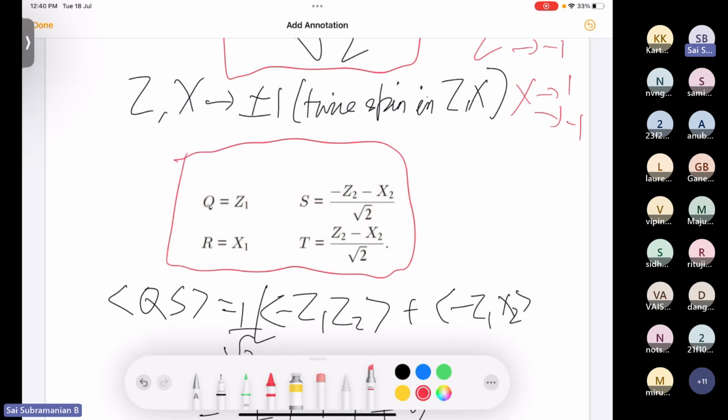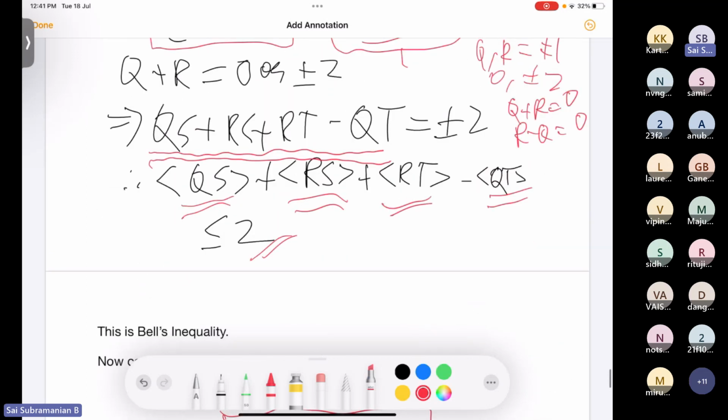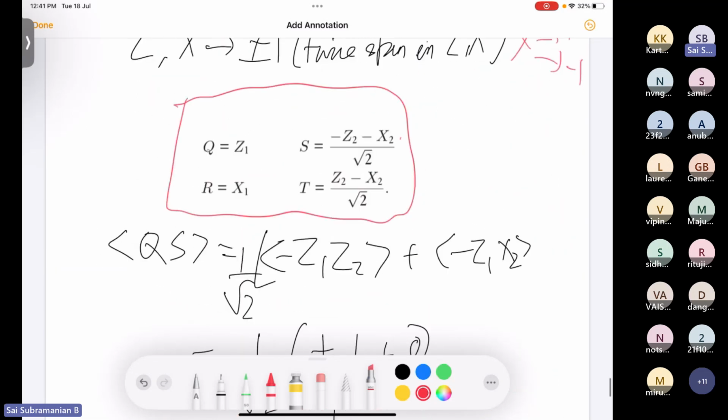Q is just finding the Z spin of the first qubit. R is just finding the X spin of the second qubit. S is a superposition of Z and X. So you measure both of these and add this, find this S, and this is T. Okay. So with this definition, let's calculate the expected value of what we saw. We saw this expected value cannot be greater than 2 for a classical experiment.